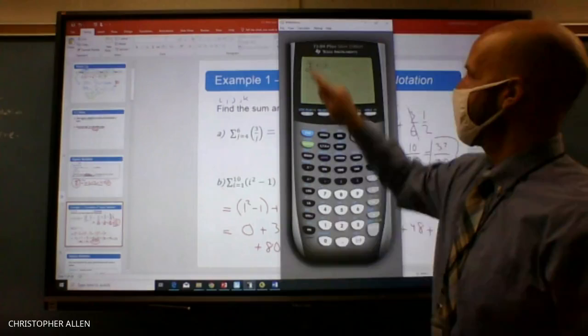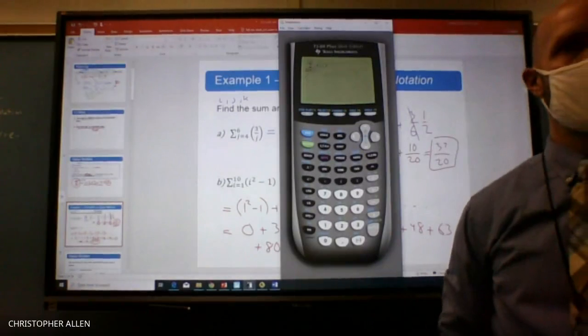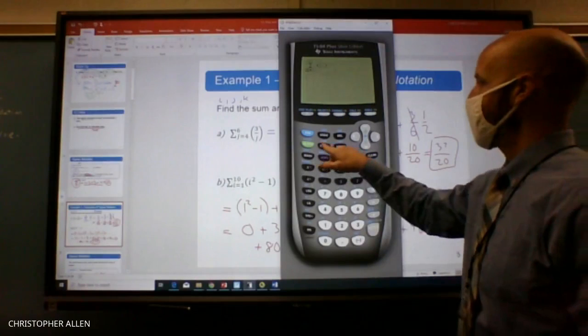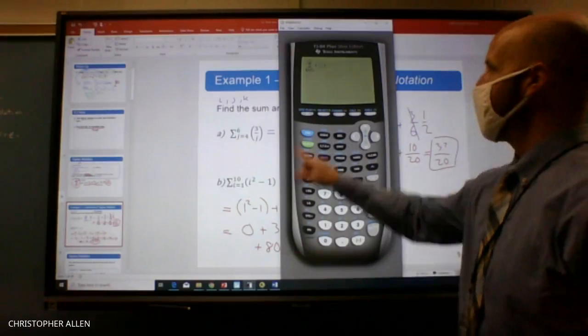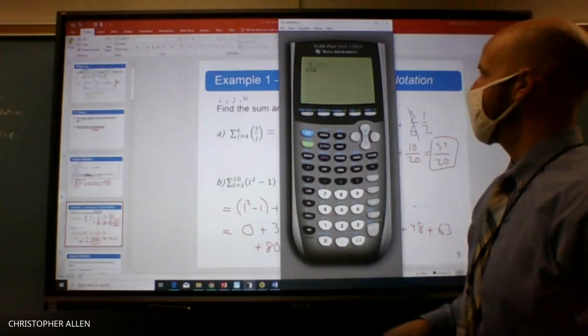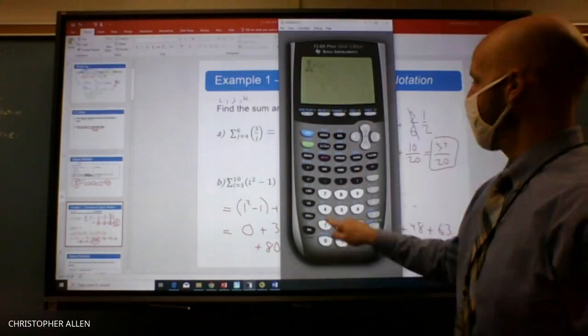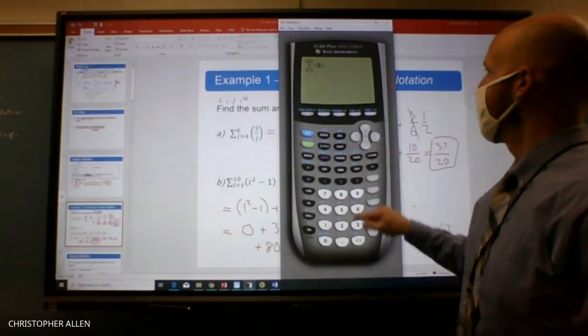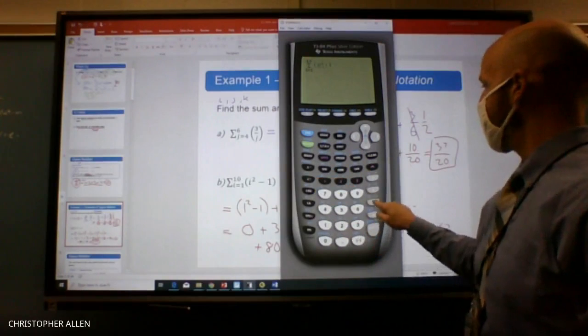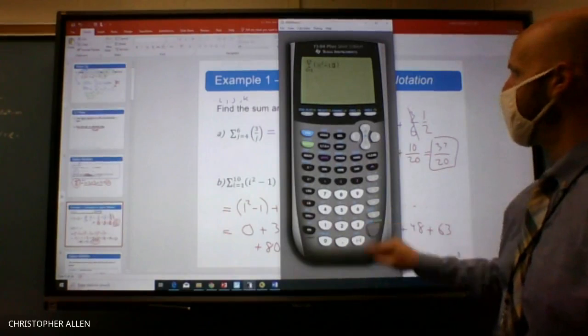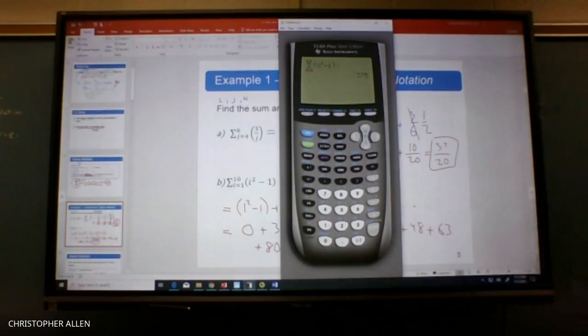And you'll see that there's a sigma there. And I'm going to go ahead and use the variable x because it's easy for me to put x's in there. And I'm going to let x start at 1. And then I'm going to go up to 10. And then I'm going to do, let's see here, x squared minus 1. And then I'll just hit enter, and you'll see there's the answer, 375. A little bit easier, right?